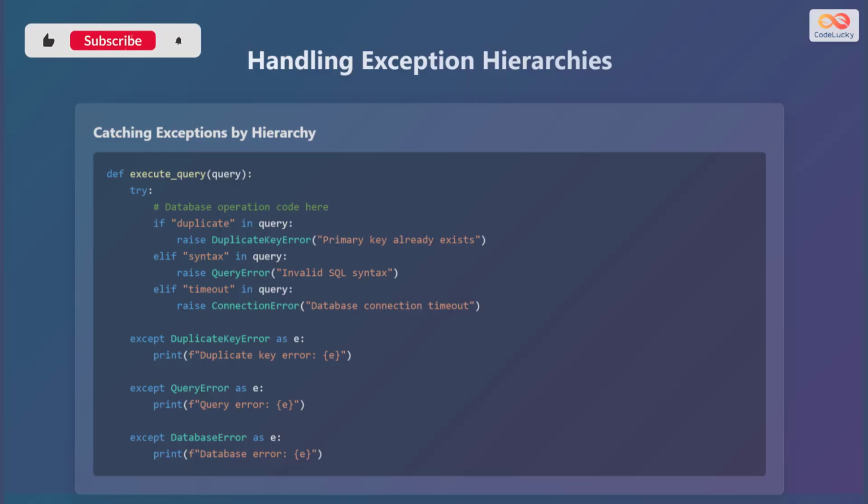Here's how to handle exception hierarchies in your code. You can catch exceptions at different levels of the hierarchy. For example, you can catch a specific exception like DuplicateKeyError, or a more general exception like QueryError or DatabaseError. When catching exceptions, make sure to catch the most specific exceptions first, followed by more general exceptions. This ensures that the correct exception handler is executed.